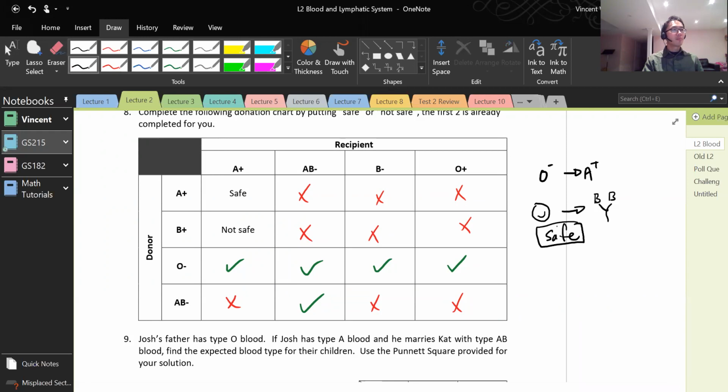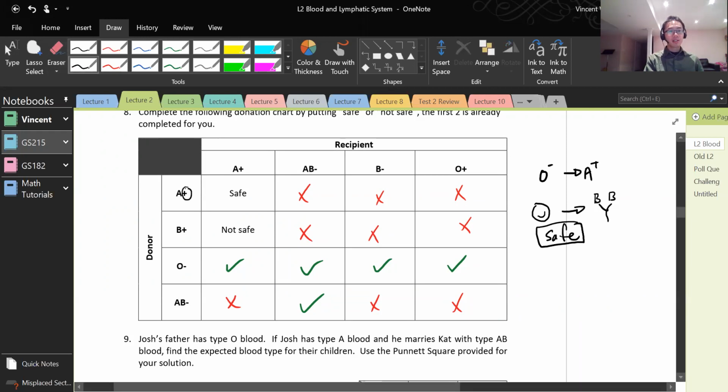There's a private message. Why is all the A plus not safe? Okay, remember positive cannot be given to negative, right? If there is positive, then there's RH on the cell, and then negative people would make anti-positive antibodies, right? And they would attack it. So despite the fact that A can be given to AB, positive cannot be given to negative. That's why it's not safe.